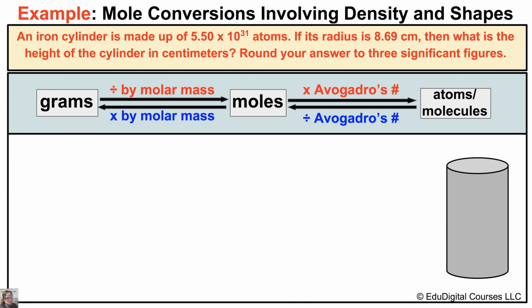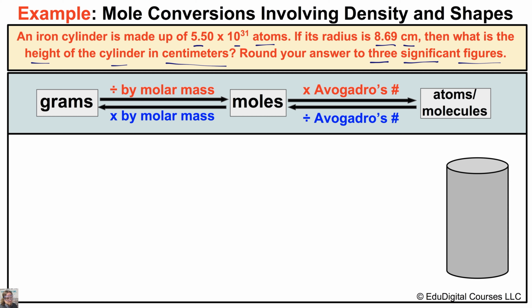In this example, it says an iron cylinder is made up of 5.50 times 10 to the 31st atoms. If its radius is 8.69 centimeters, then what is the height of the cylinder in centimeters? And last but not least, we need to round our answer to just 3 significant figures.